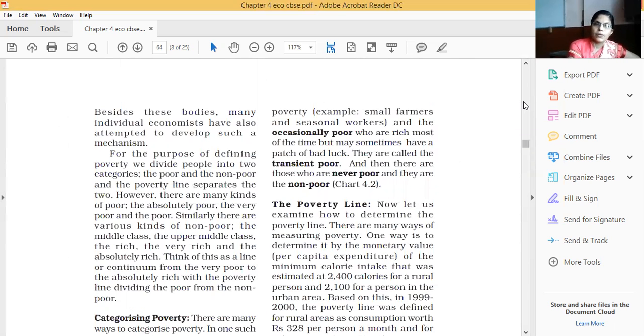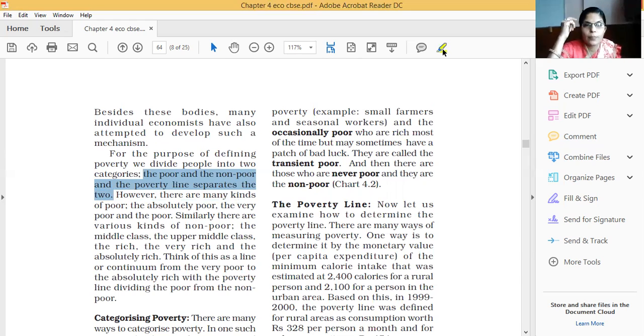Besides these bodies, many individual economists have also attempted to develop such a mechanism for the purpose of defining poverty. We divide people into two categories. How many categories? We can divide these people into two categories, poor and non-poor. The poverty line separates the two, the poor and the non-poor.